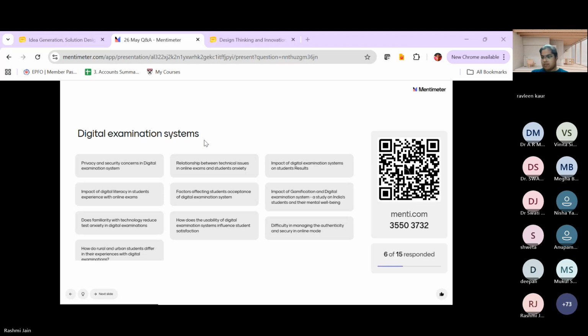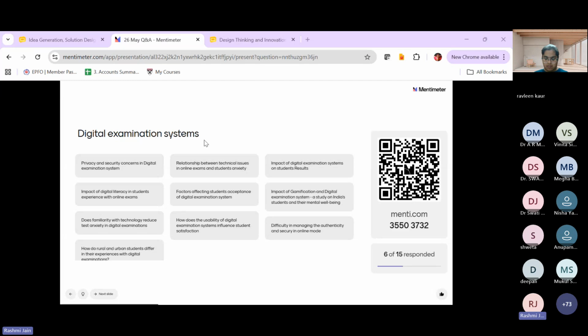Okay. So we've got good responses on this topic. So now I hope you'll be able to understand how the right framing of a research problem is very important. Does familiarity with technology reduce test anxiety? Impact of gamification on digital examination. These are really good ways to frame your problem.